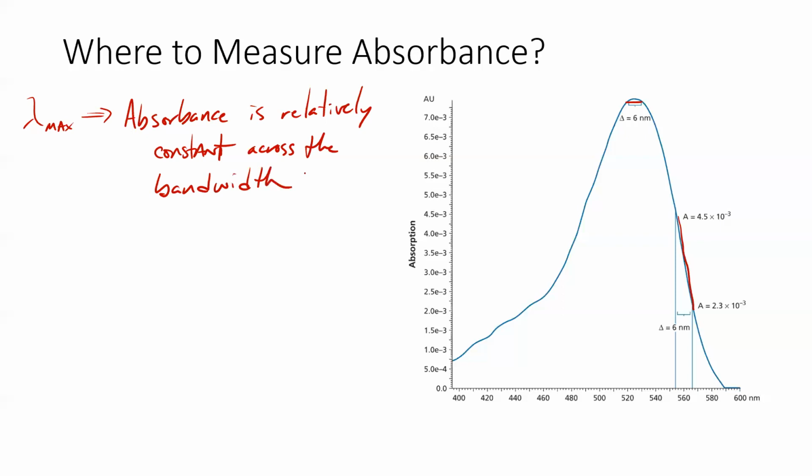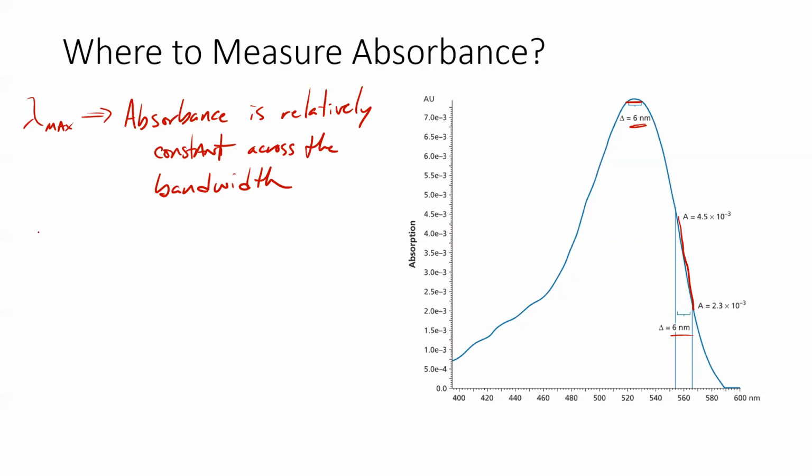What's the bandwidth of the instrument shown here? 6 nanometers. 6 nanometers, yeah, right. That's the width of these windows that it's showing us. Right? And so our instrument is not measuring a single wavelength, right? 520.0. Our instrument's measuring a bandwidth of wavelengths, maybe from 519 to 525. And all of that light goes to the detector. We want to have a pretty consistent absorbance across that, so that we are measuring as accurately as possible.